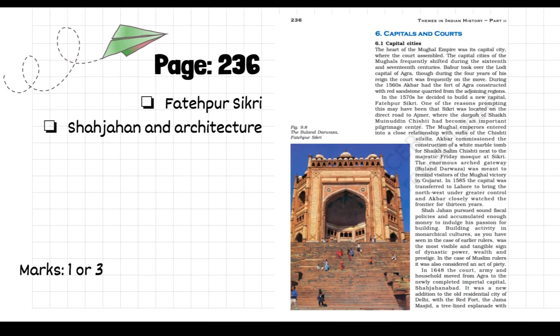Then on page 236, you have capitals and courts. You have 3 capital cities of the Mughals. You have Lahore, Delhi and Agra. Akbar did try to settle Fatehpur Sikri, a new city, but due to water shortage, they couldn't continue there much longer. And of course, then you have Shah Jahan, who set up Shah Jahanabad, and he is known for his spectacular architectural works. So you may get 1 or 3 mark questions on various details about architecture.